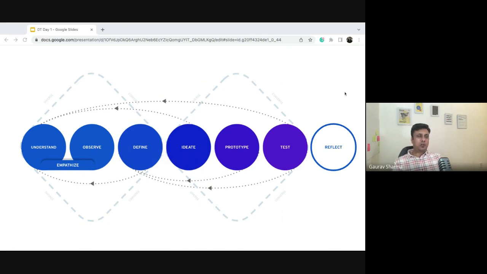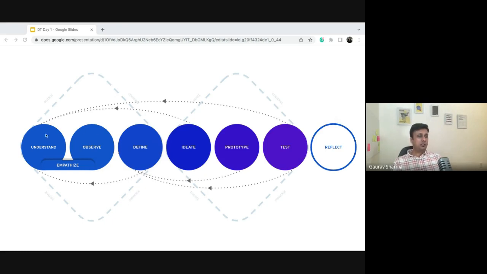And we've also got a new thing here at the right, which you won't see in some of those graphics that I showed you earlier, which is called reflect, because some of the pieces that we designed for ourselves need a continuous reflection in terms of where we stand today and how it could be improved, and is it still working, and what we designed probably 2 years back, is it still something that is relevant today, right? So that's a step that we added as part of our design council.